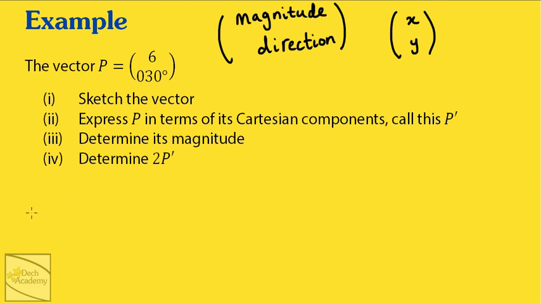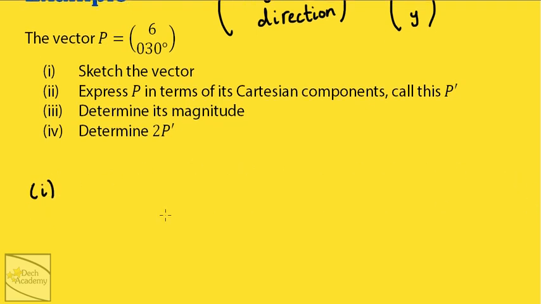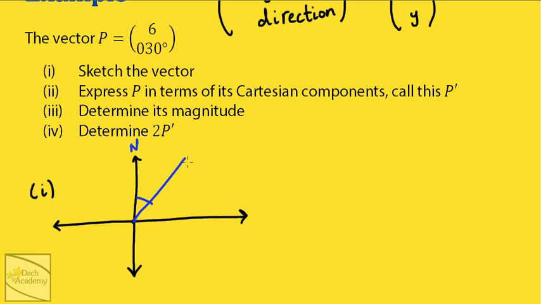Fine. So in part 1 we're asked to sketch the vector. So if you draw some sort of sketch of the Cartesian coordinate system, say this is point 0, I'll use a different color. I know that my vector is in the direction 0, 30 degrees. So I know it makes an angle of 30 degrees if you move in the clockwise direction from the, call it the northern line, and it has a magnitude of 6.